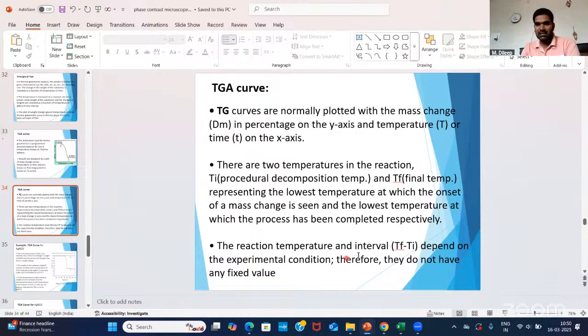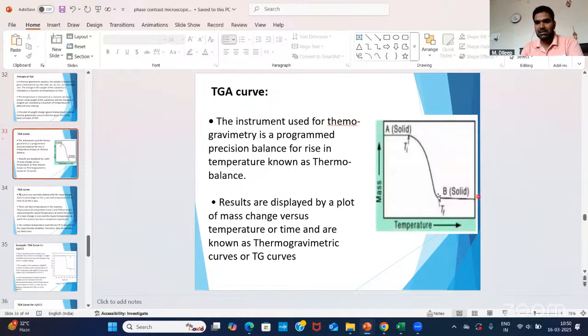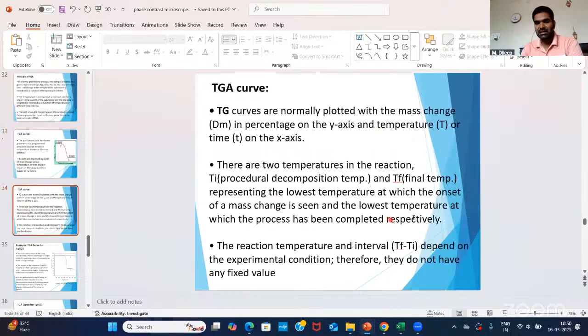The reaction temperature and the interval Tf minus Ti depend on experimental conditions. Therefore, they do not have any fixed value. So the reaction temperature, and the difference between the final temperature and the initial temperature, will depend on the experimental conditions: how the surroundings of the experiment are, how much the pressure is, and how large the sample size is.